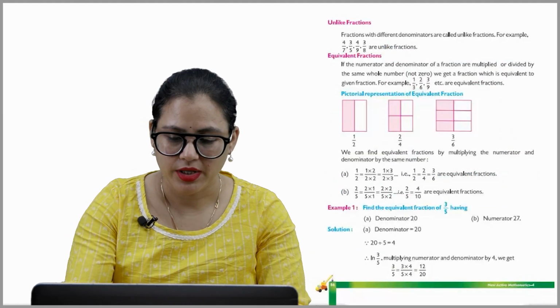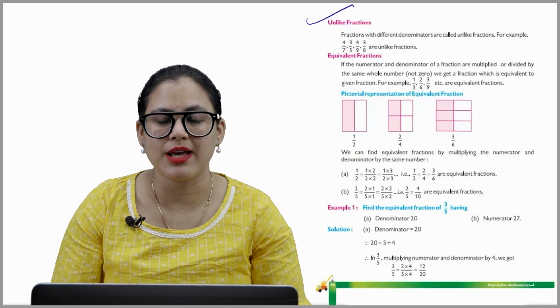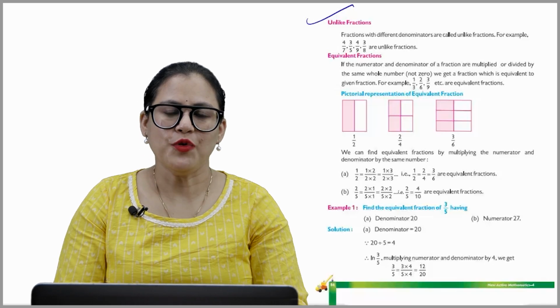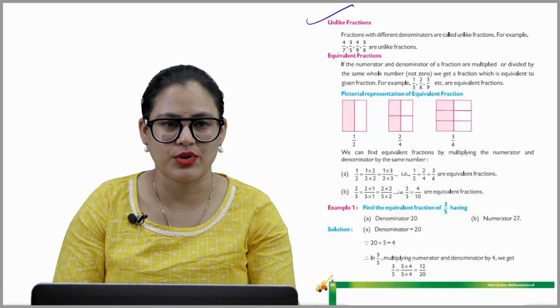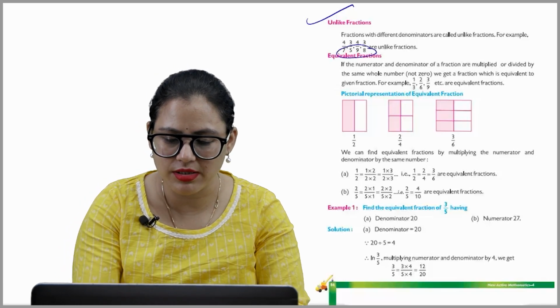Unlike fractions: fractions with different denominators are called unlike fractions. For example, 4 by 7, 3 by 5, 4 by 9, 3 by 8 are unlike fractions. As you can see, all the denominators are different.